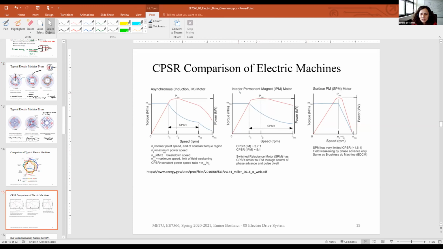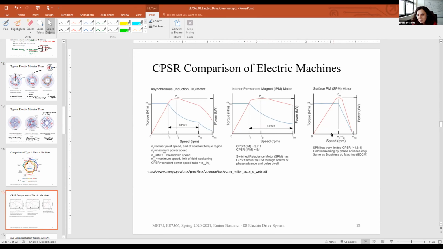So for the interior permanent magnet machine, this is the torque speed characteristics. This is what we have defined already. This is the constant power speed ratio. The interior permanent magnet machines can reach a constant power speed ratio around 5, which is very good. Actually, around 3.5 to 4 is even a good design. So 5 is a very good design, but at least it can reach a high value.